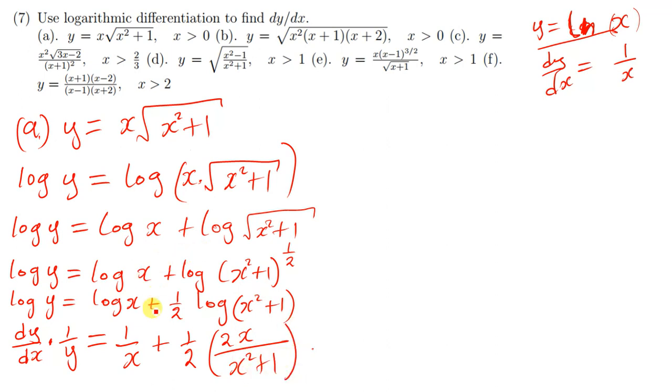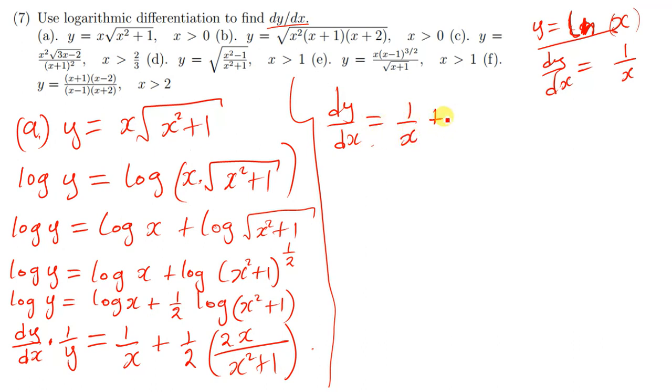So we can now just simplify this expression. So now how do we do the simplifying? We're trying to find dy dx. So dy dx will therefore be equal to 1 over x plus, so this 2 and that 2 can cancel, so we're just going to remain with x on top, everything divided by x squared plus 1.